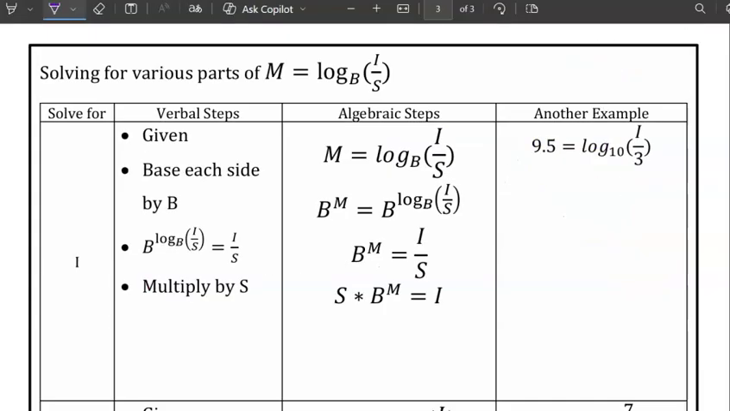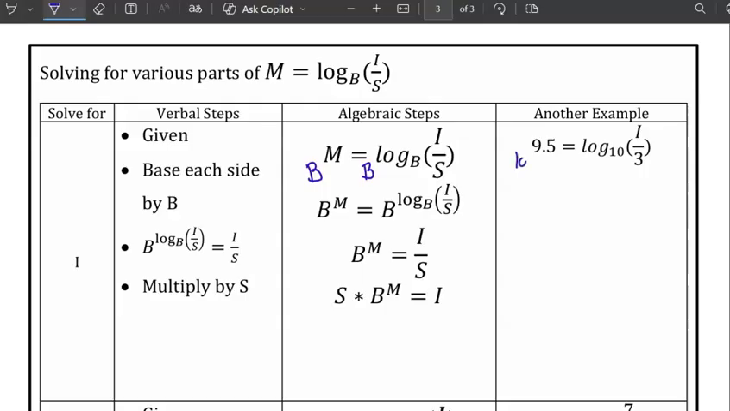All right, on this next page, we're going to be solving for various parts of the logarithmic equation m equals log b of I over s. Let's solve for I first. We're given our equation, in this case 9.5 equals log 10 of I over 3. We're going to base each side by b. That gets the log and b to cancel on this side of the equation.